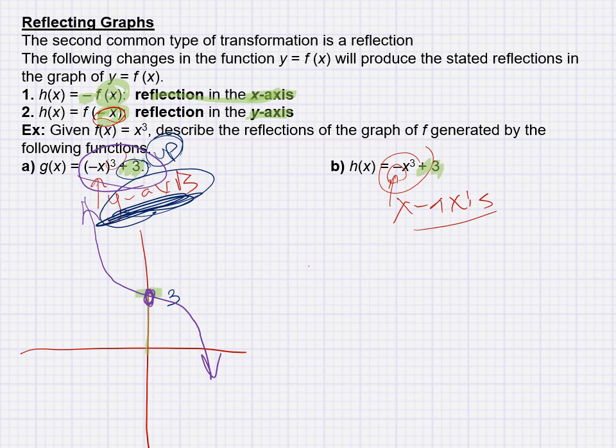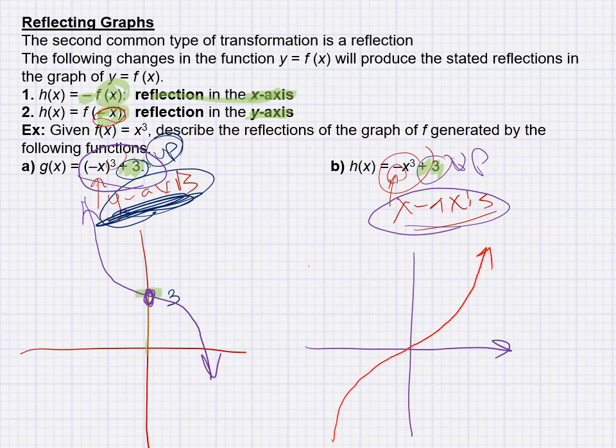If we look at this other function here, where I have to flip over the x-axis and then go up, okay? I'm going to start with my basic cube shape, okay? So I have my cube shape that goes like this. I'm going to flip this over the x-axis, which means this is going to have to come down here, like that, and this is going to have to come up there, so like that.